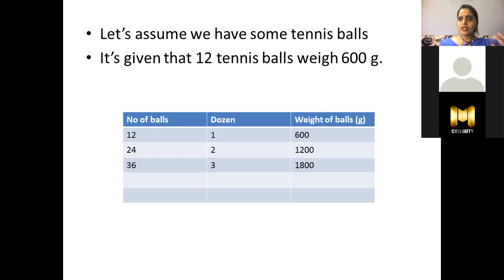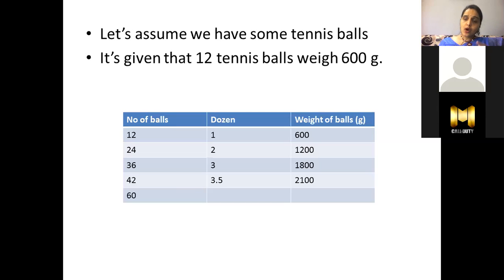We'll take one more example. For example, the weight of balls is 2100 grams. Then what will it correspond to? I mean, in terms of dozens, how many dozens shall we have? It will be 3.5. So this 2100 of weight will correspond to 3.5 dozens of balls, and in terms of number of balls we'll have 42 balls.